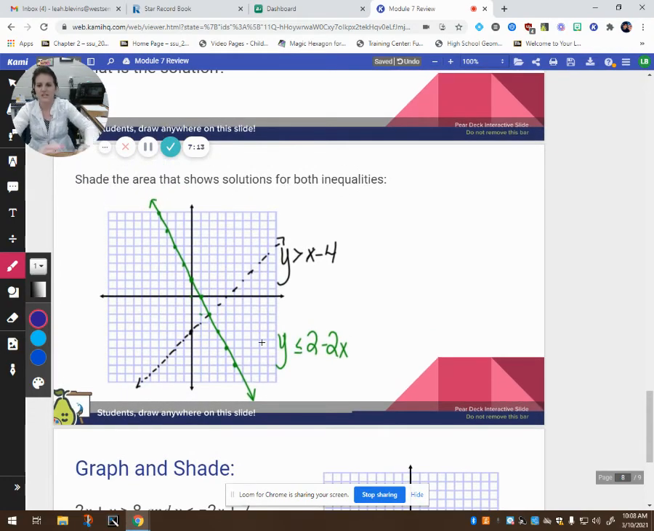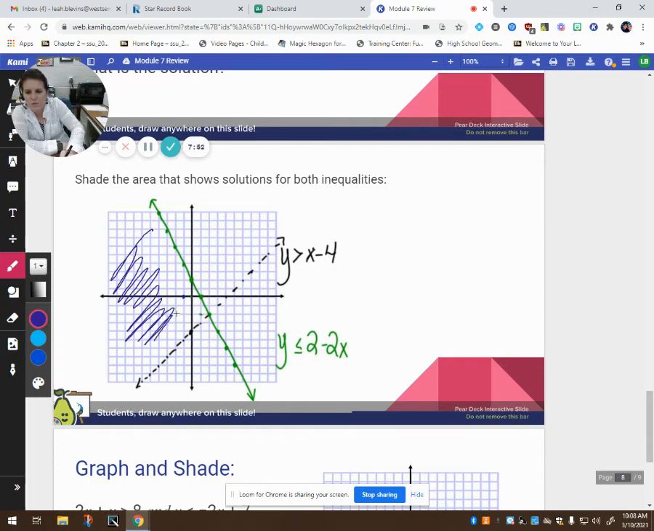All right, now this one says shade the area that shows solutions for both inequalities. So we have this y is greater than x minus 4. So if I imagine shading the values greater, then I'm going to be shading up above this line, up above the black dashed line, right? This one says I'm looking for y is less than or equal to negative 2x plus 2. So this time I'm shading below it. So if I shade above this one and below this one, I can see that this area over here gets shaded twice. And we can double check that by picking a point.